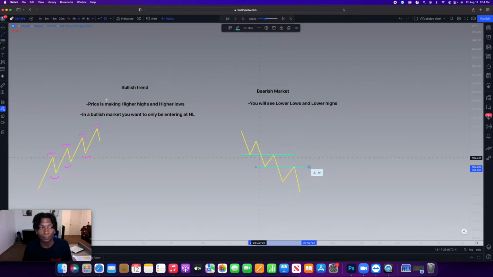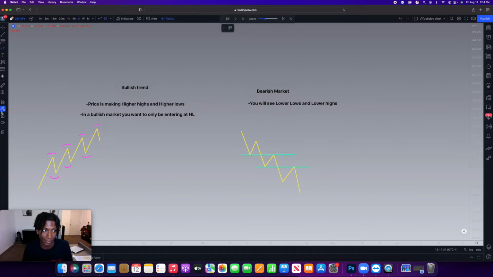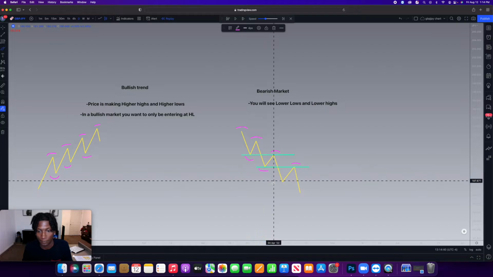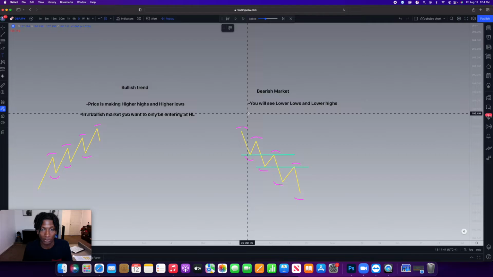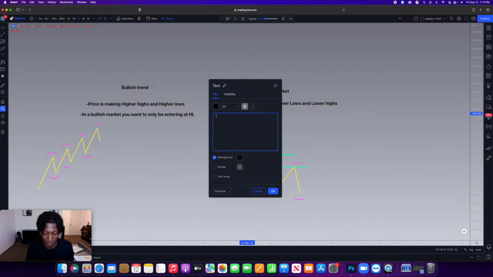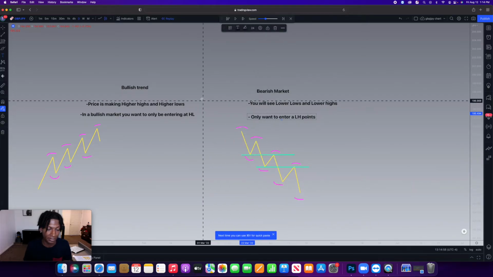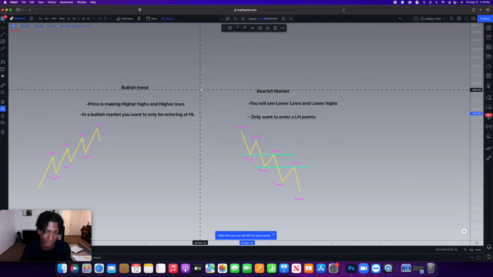But in a bearish market, on the upside you have your lower high points, and on the bottom end you have your lower low points. And in a bearish market, you only want to enter at lower high points. This is because it's simply the same thing. It'll allow you to have a better risk to reward on your trade entry.